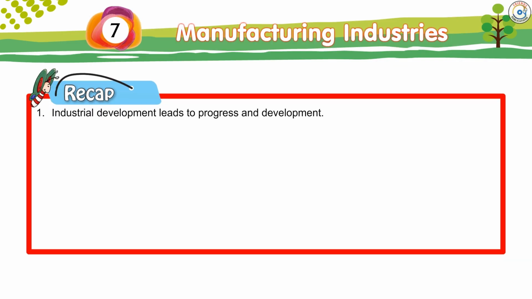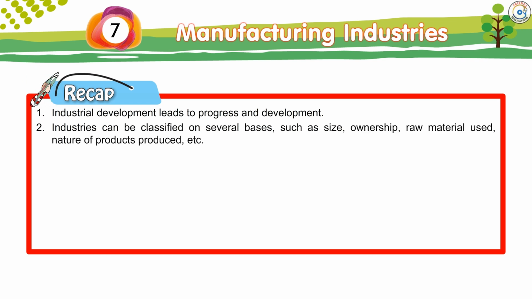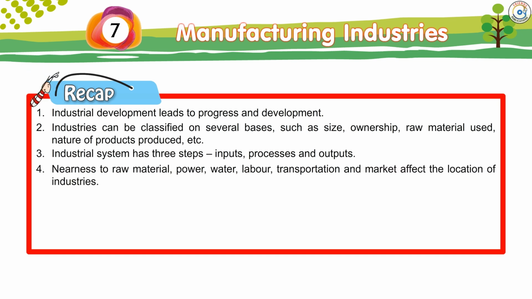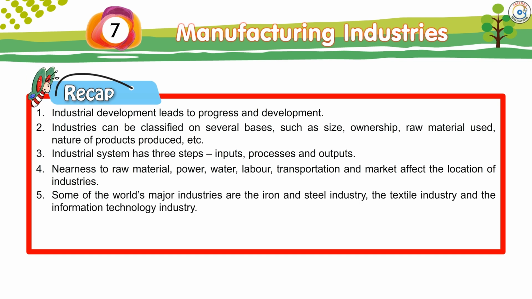Recap. Industrial development leads to progress and development. Industries can be classified on several bases such as size, ownership, raw material used, nature of products produced, etc. The industrial system has 3 steps: inputs, processes and outputs. Nearness to raw material, power, water, labor, transportation and market affect the location of industries. Some of the world's major industries are the iron and steel industry, the textile industry and the information technology industry.